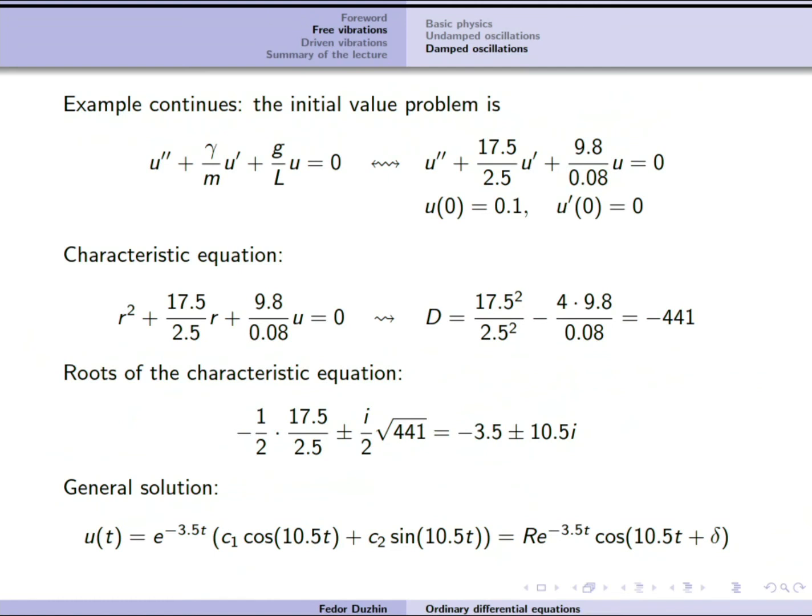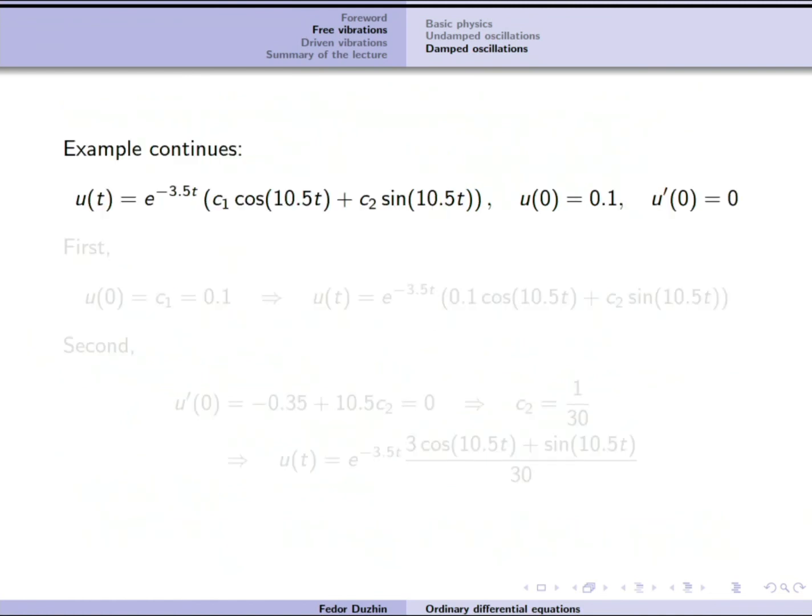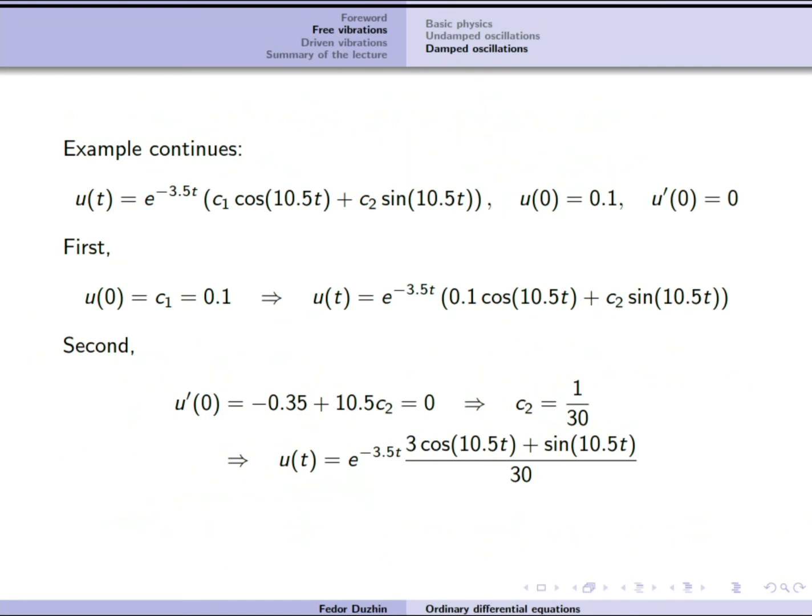It doesn't matter how we write it down. So either way, here the two parameters are C1 and C2. In the alternative form, the two parameters are R and delta. So let us use the C1 and C2 form here. Right? So then we can use the given data to find C1 and C2. So C1 is 0.1, and then we just substitute it, and then we can find C2. C2 happens to be 1 over 30, whatever, and that's the final answer. Right? So this is the formula for u of t.